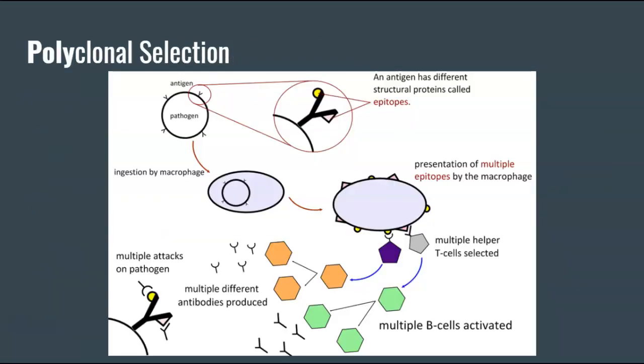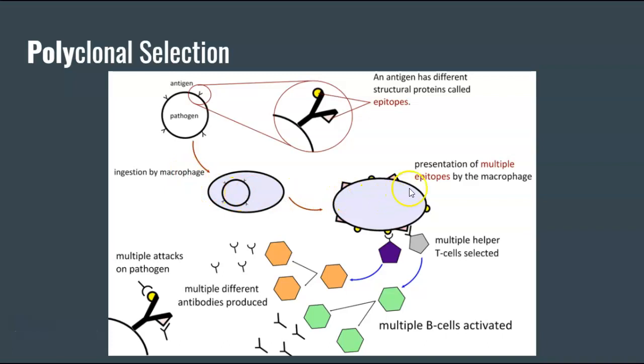Now, polyclonal selection, right? We've been talking about monoclonal selection, right? Where you have one antigen, one epitope coming out. So in this case, an antigen has different structural proteins, right? And there's multiple on here. So this antigen is taken in, it's ingested, but you can see that there's multiple pieces here, right? The yellow circle and the pink triangle.